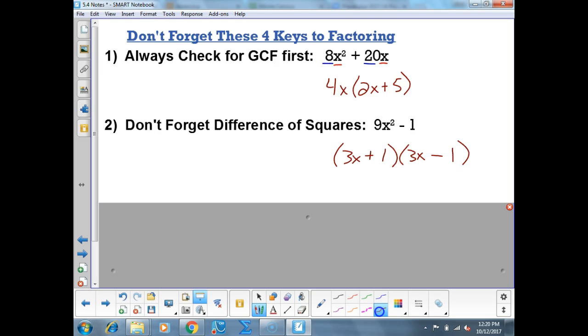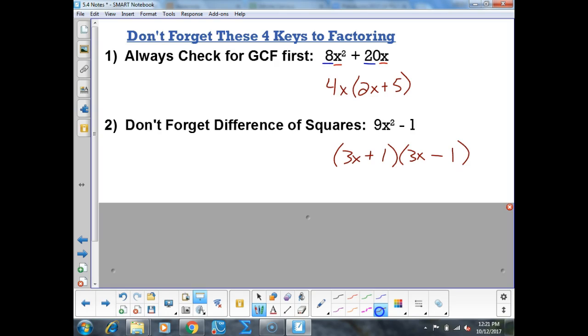Another way of thinking of that: take the square root of the first term. The square root of 9x squared is 3x. Take the square root of the second term. The square root of 1 is 1. That's your two parts. One with a plus, one with a minus.